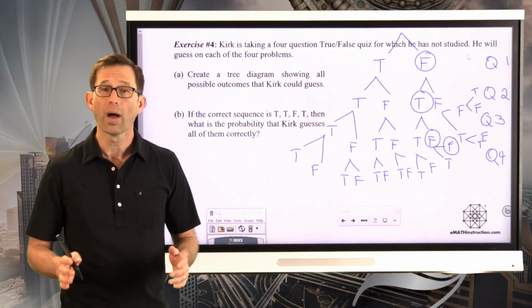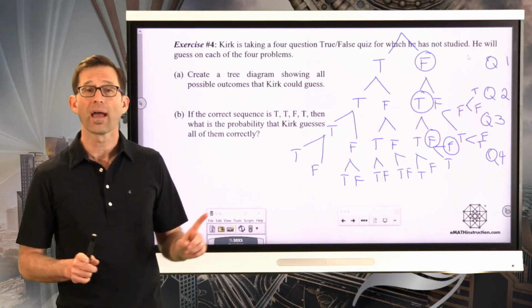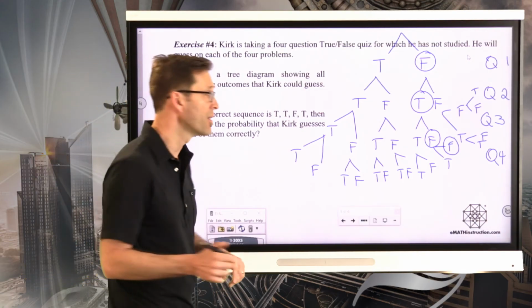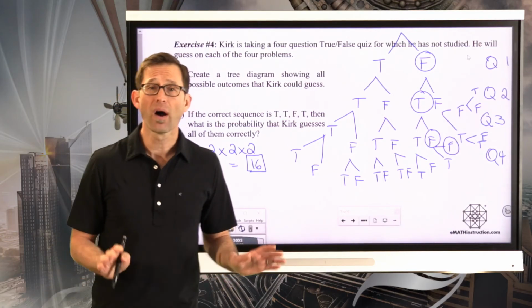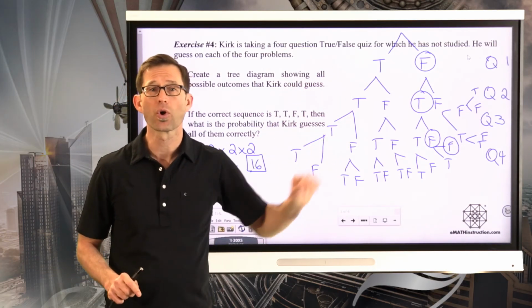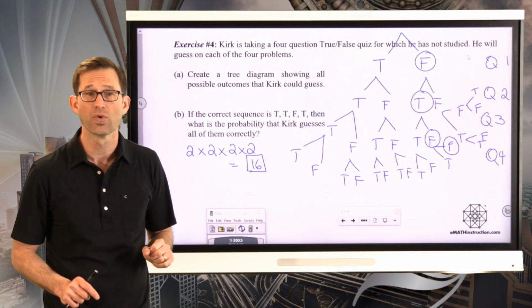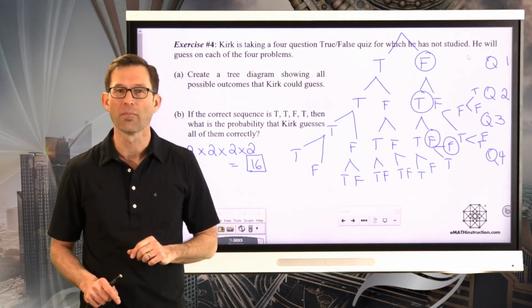All right. Well, first thing I want to know is how many possibilities are there? Remember, I can count the terminal branches, or I could say, well, there's 2 choices on the first one, 2 choices on the second question, 2 choices on the third question, 2 choices on the fourth question. There would be 16 possibilities. 16 possible ways that the teacher could arrange the answers to work out on this true-false test. But there's only one way that you get them all right.